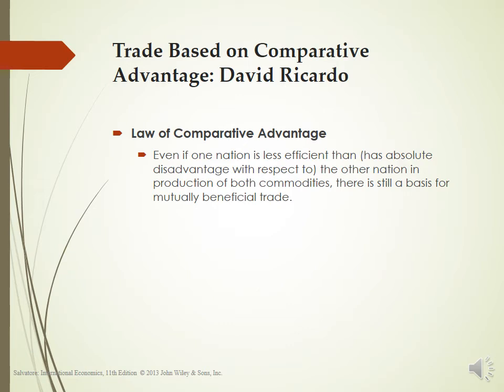Trade based on comparative advantage, the law of comparative advantage. David Ricardo proposed this law in his Principles of Political Economy and Taxation. According to David Ricardo, even if one nation is less efficient than the other nation in the production of both commodities, there is still a base for mutually beneficial trade.